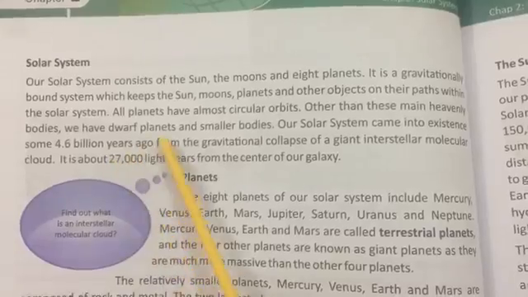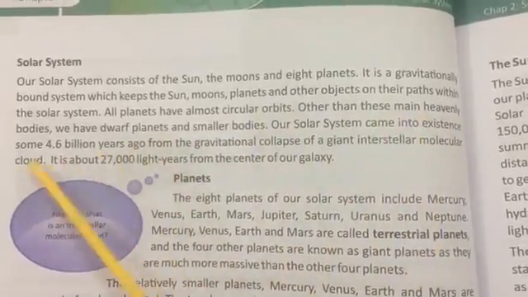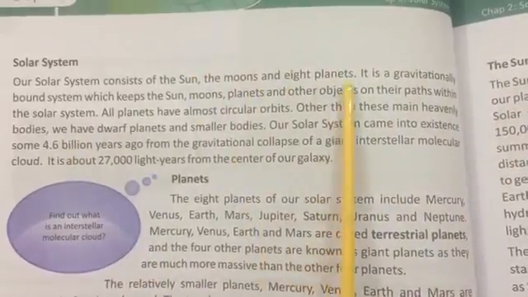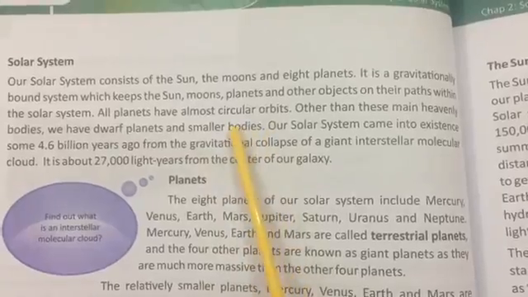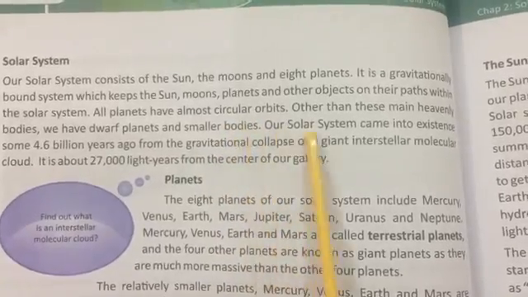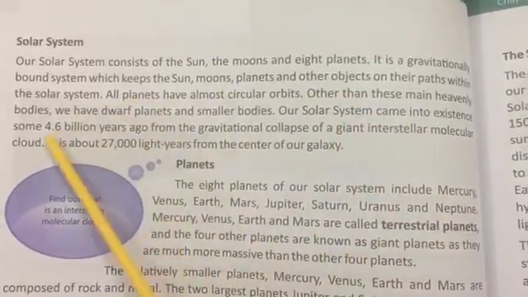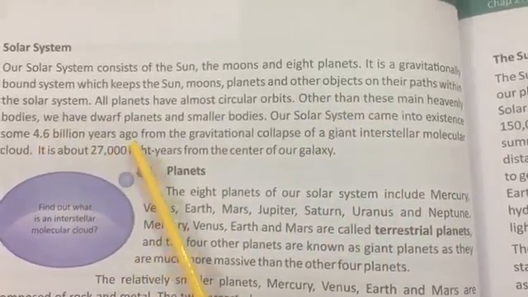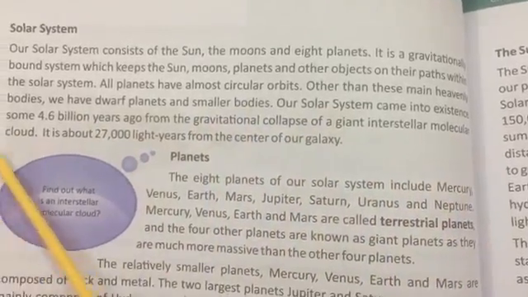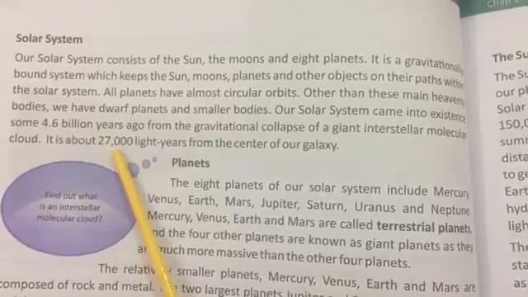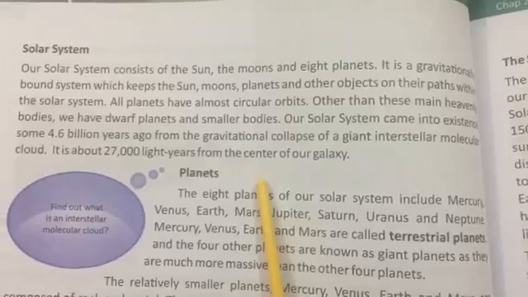We have dwarf planets and smaller bodies, right? So other than these heavenly bodies, other than the sun, moons, and the 8 planets, we have other dwarf planets and other smaller bodies like smaller stars and other things as well in our solar system. Our solar system came into existence some 4.6 billion years ago from the gravitational collapse of a giant interstellar molecular cloud, and it is about 27,000 light years from the center of our galaxy.